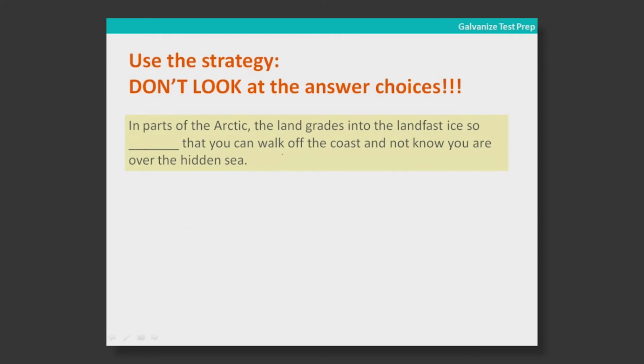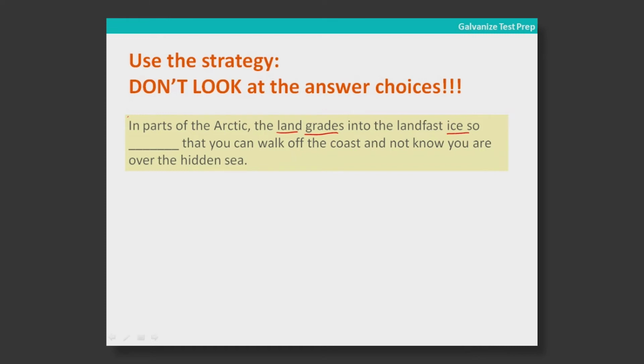All right, let's take it a little slowly. Take a look, understand what the sentence is saying. So we have something happening in some parts of the Arctic. The land grades into landfast ice. So when we say grades, we mean something gradually going from one level to another, like she moved from grade 3 to grade 4. So the land is gradually turning into ice.